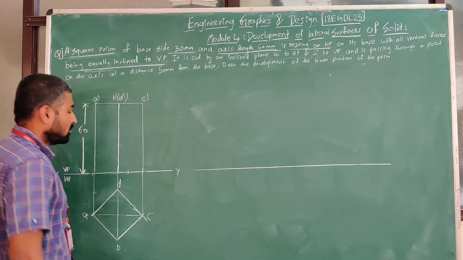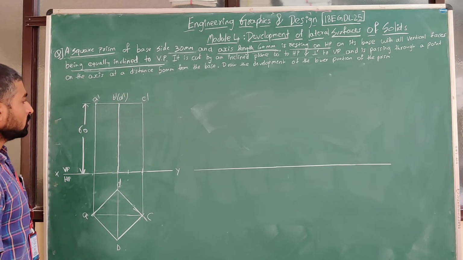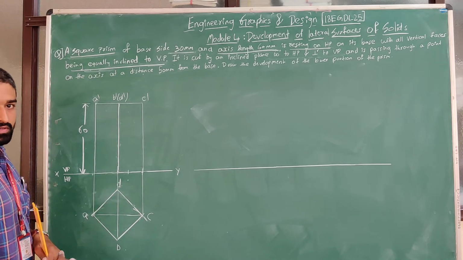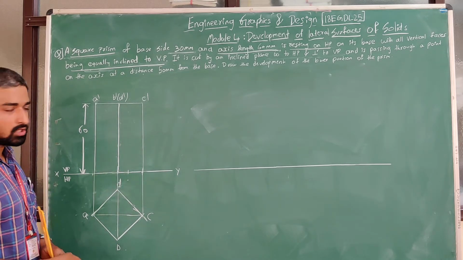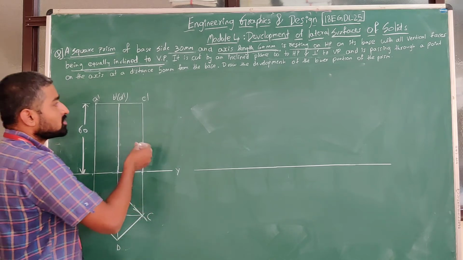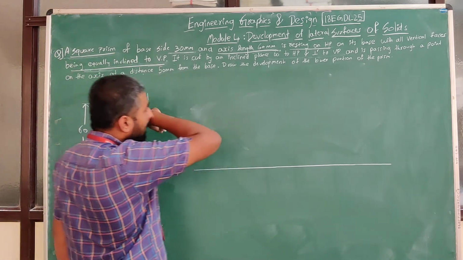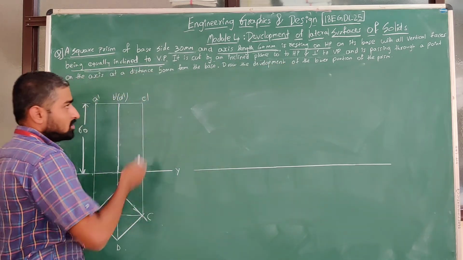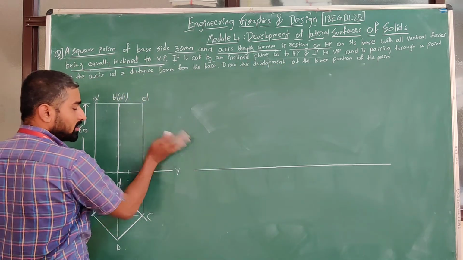Okay. Now the next thing is what we need to draw: the development. Everybody knows how to draw up to here because we have studied the same thing in the projection of solids. Now we can check the next part. It is cut by an inclined plane at 60 degrees to HP and perpendicular to VP. 60 degrees to HP means I am going to incline it above the XY.